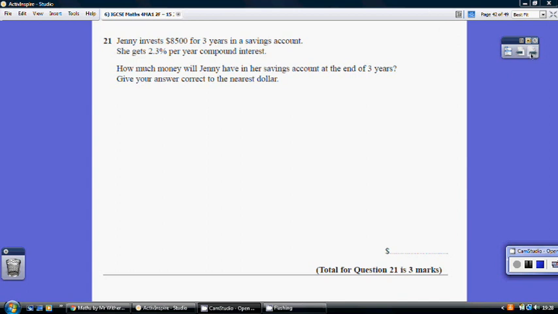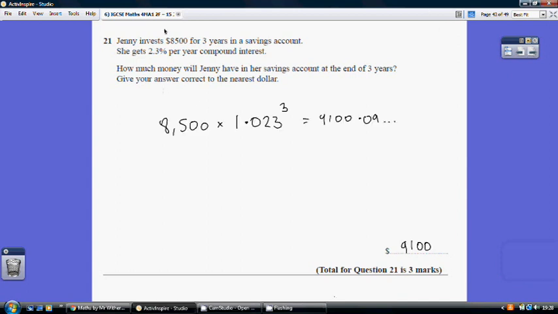Question 21. So, you just really need to learn the process, I think. The first number is the 8,500. Now, we're going to multiply this by the multiplier. Given that we've got a 2.3% compound interest, our multiplier is going to be 1.023.